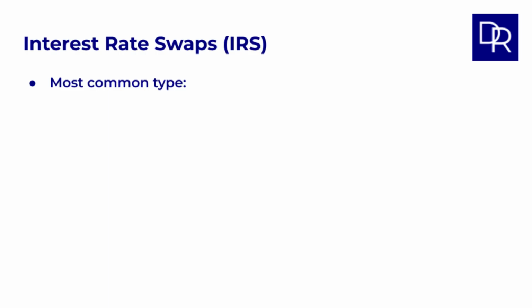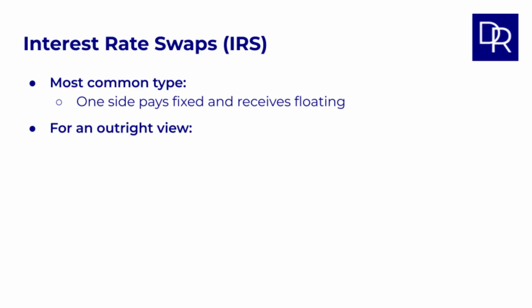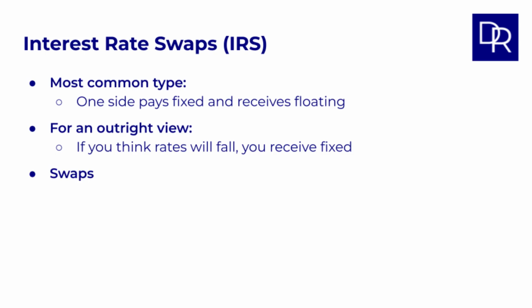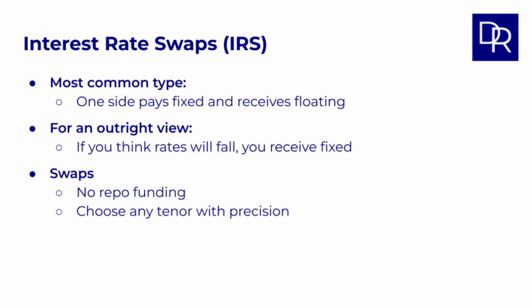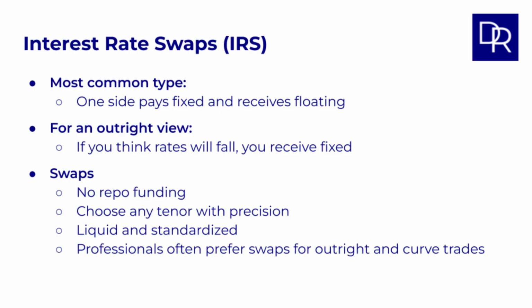Then interest rate swaps, IRS. The most common type of interest rate swap is where one side pays fixed and receives floating. For an outright view, if you think rates will fall, you receive fixed. Swaps are powerful because they don't involve repo funding. You can choose any tenor with precision, and they're liquid and standardized. Professionals often prefer swaps for outright and curve trades.